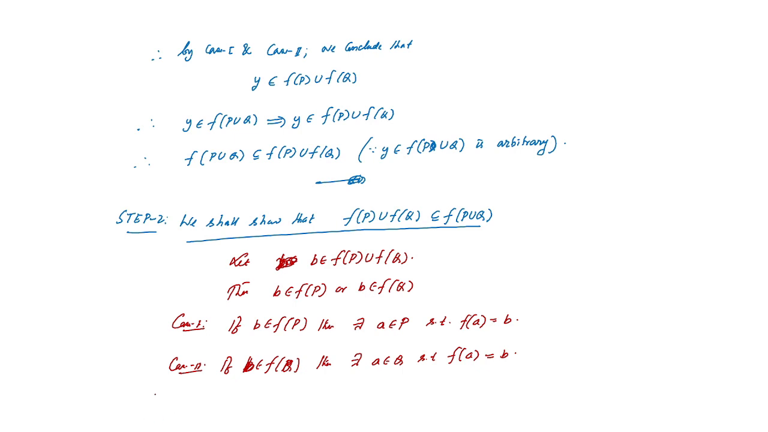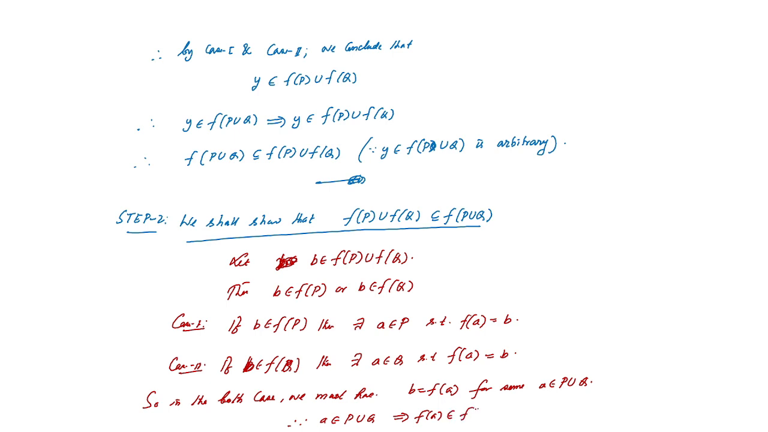So in both cases we must have b equals f(a) for some a belonging to P union Q. That a may be either in P or in Q. Therefore, for some a, since a belongs to P union Q, that implies f(a) belongs to f(P union Q). f(a) means b. So b belongs to f(P union Q).